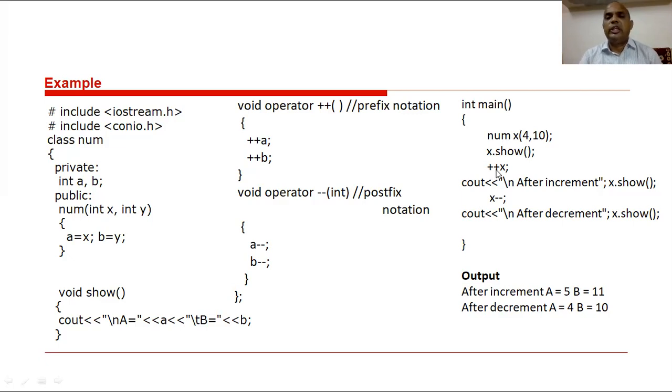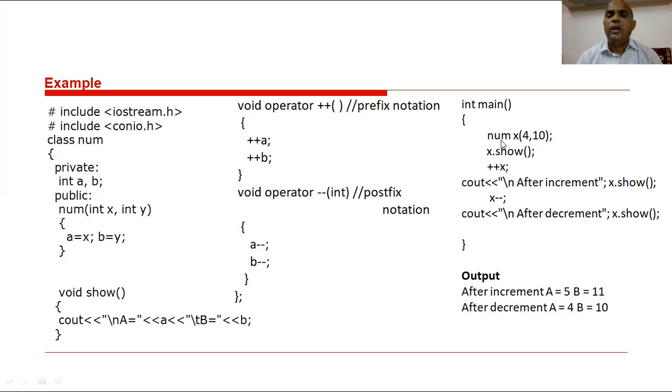So here plus plus is an operator overloading method. Plus plus x calls the operator plus plus, here plus plus a and plus plus b. Next, after the decrement, x dot show, then the output. Clear all of you? In operator overloading at the incrementation time, plus plus is a unary operator, minus minus is a unary operator, plus is also sometimes a unary operator, minus is also sometimes a unary operator. Clear?